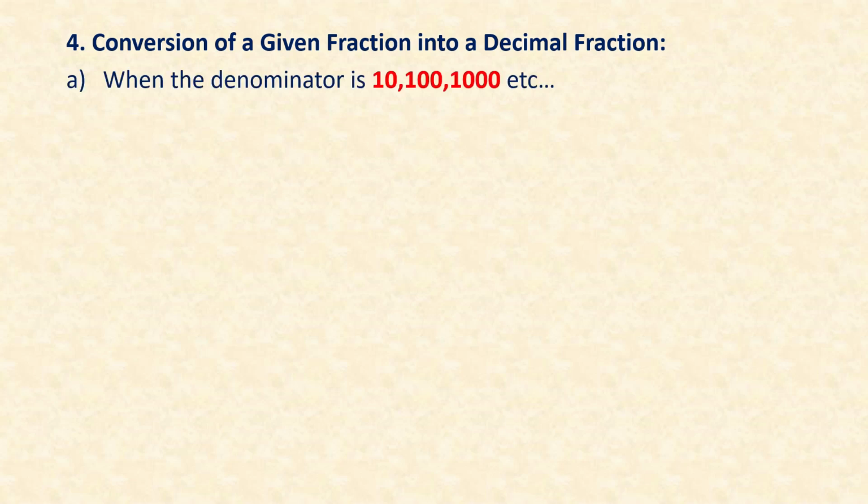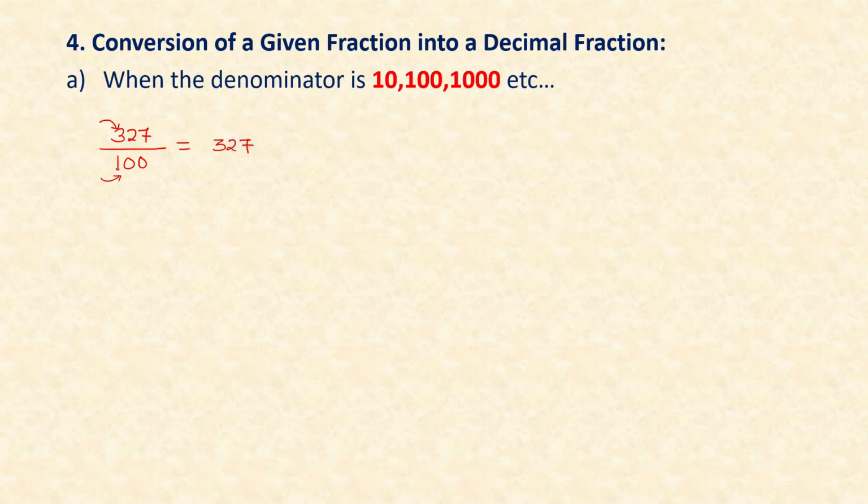So the first condition is when the denominator of a fraction is either 10 or 100 or 1000. For those kind of fractions, how you can convert it into decimal fraction. Let us take an example. Suppose the fraction is 327 divided by 100. So here we can see that the denominator of this fraction is 100 and the numerator is 327. Let us write 327 here.